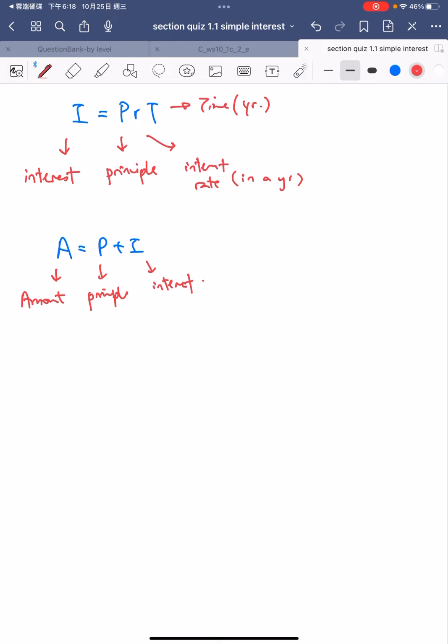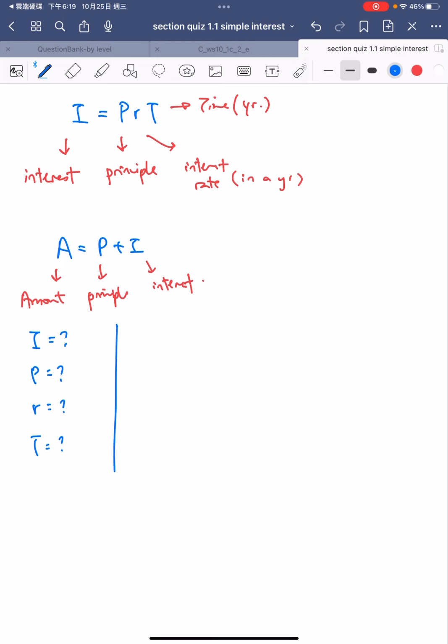Every time you're doing the questions, I hope you write down at the left what is I, what is P, what is R, what is T. If they have some changes, or they are the same thing, or they didn't give it to you, please write it down first. I want to see all of the steps in your questions.